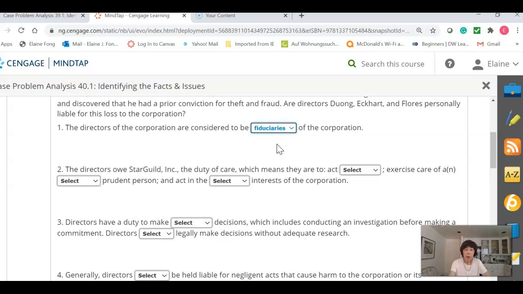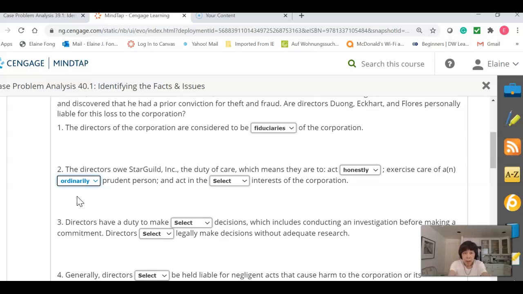Number 2, the directors owe Star Guild Inc. the duty of care, which means that they are to act, is it ordinary, honestly, or perfectly? Well, no one acts perfectly. So the best answer here is honestly. They are to act honestly. All right, next section, exercise care of a blank. Is it ordinarily prudent person, honestly prudent person, or perfectly prudent person? The term we're looking for here is an ordinarily prudent person.